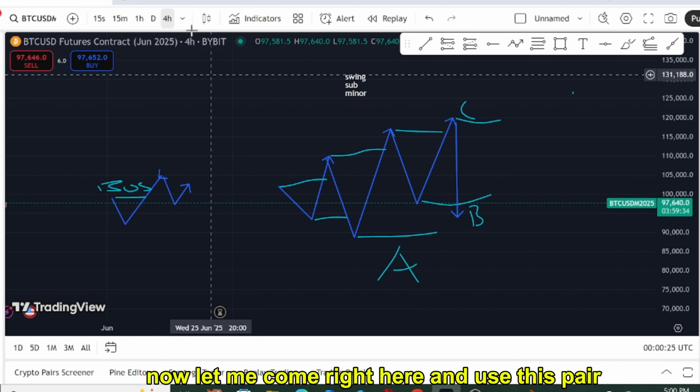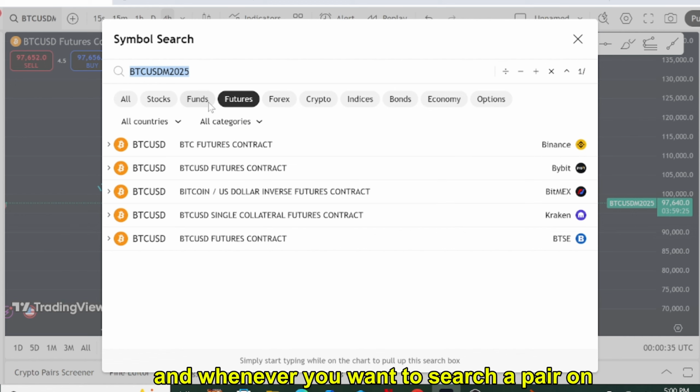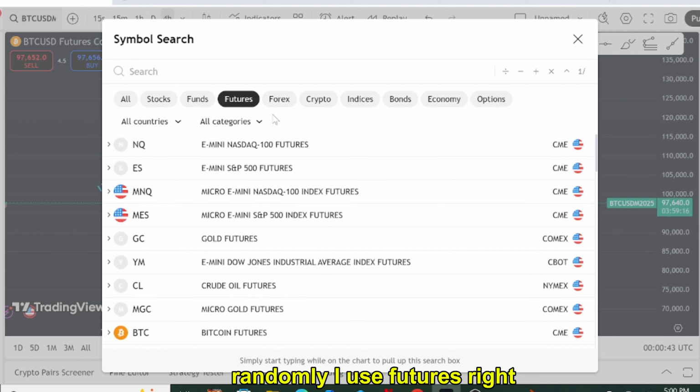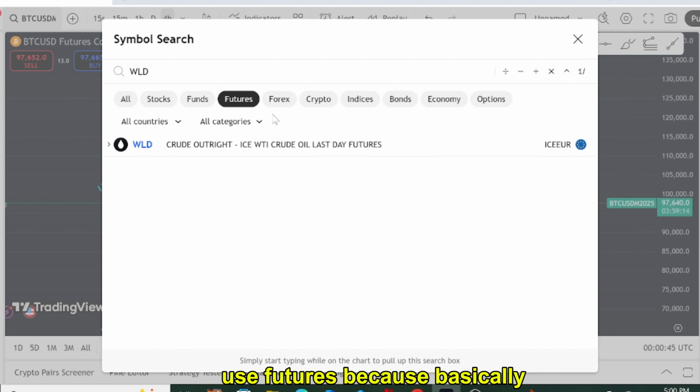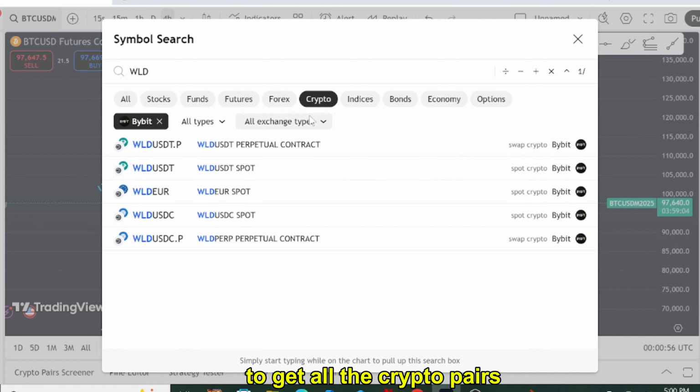Now let me come right here and use this pair. I think I have a pair right here called Wild, right? Whenever you want to search a pair on TradingView, it's best to use either futures or crypto. Randomly, I use futures, because basically, if you're trading crypto, you can just switch over to crypto to get all the crypto pairs.